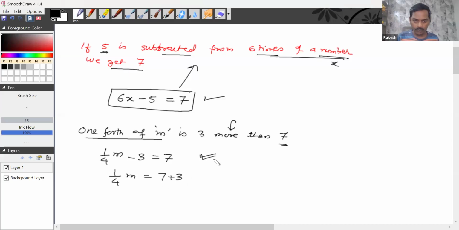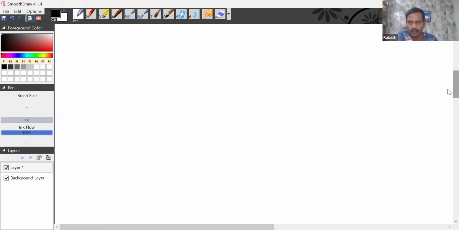So whether you are doing this or doing this, it is one and the same thing, because when we transpose minus 3 to the RHS, we get 7 plus 3. The minus 3 becomes plus 3, right? So both the equations are correct, right? So let us do one more and then we'll be moving to the next concept.